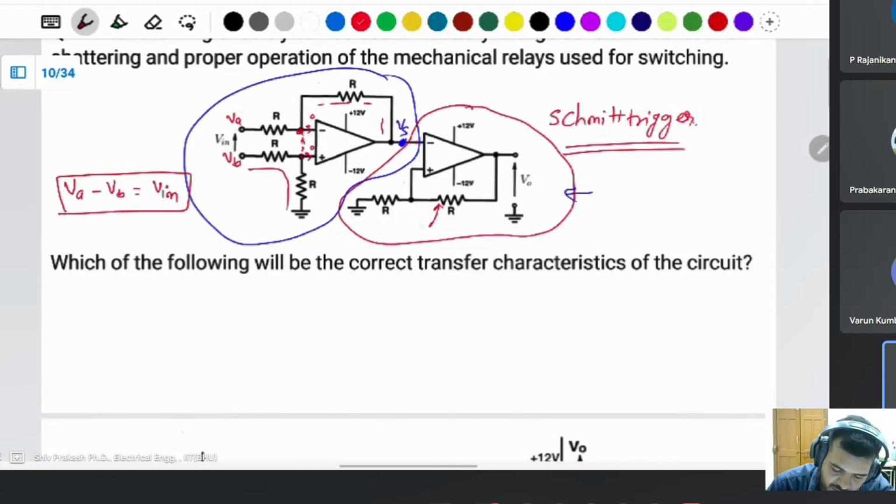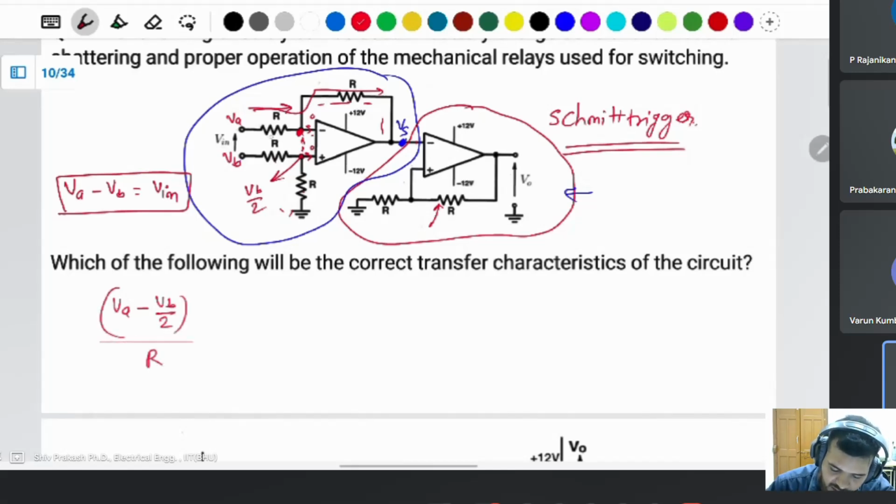Then what is this voltage? VB is connected to these two resistances in series, and because the current flowing through is 0, this voltage will be VB by 2 only, half of VB because of the same resistance. If this voltage is VB by 2, then this voltage is also VB by 2. Then the current flowing through here is the same. Then it is VA minus VB by 2, divided by the resistance.